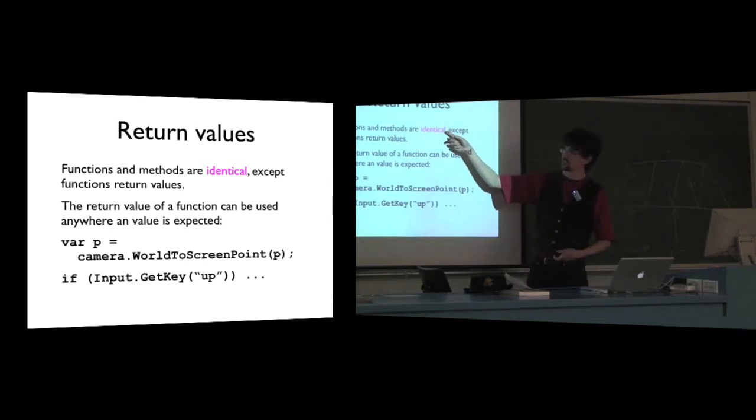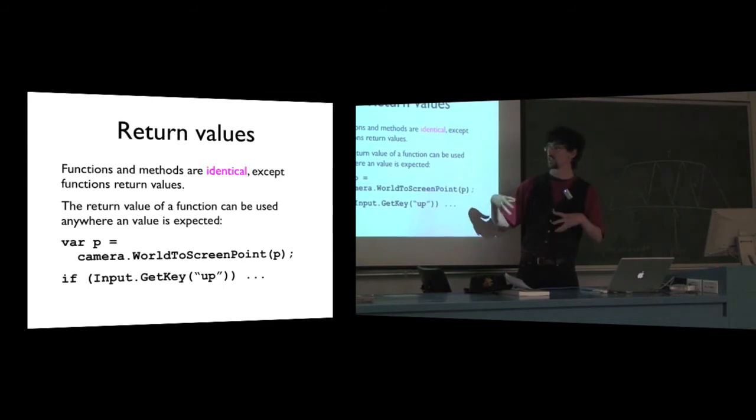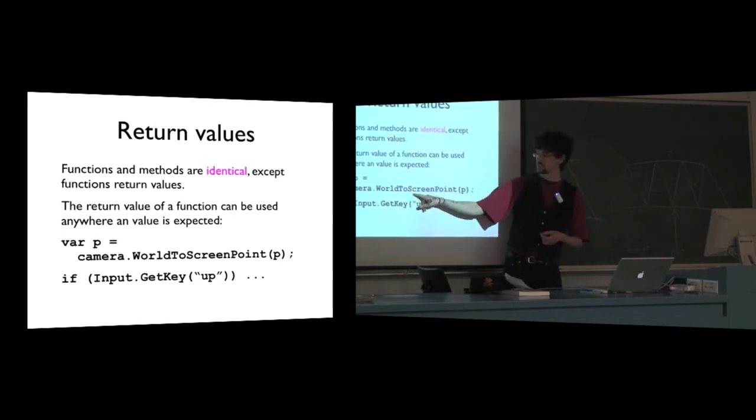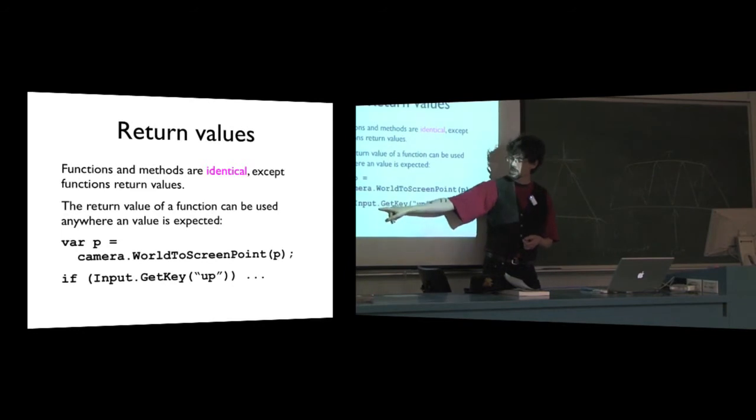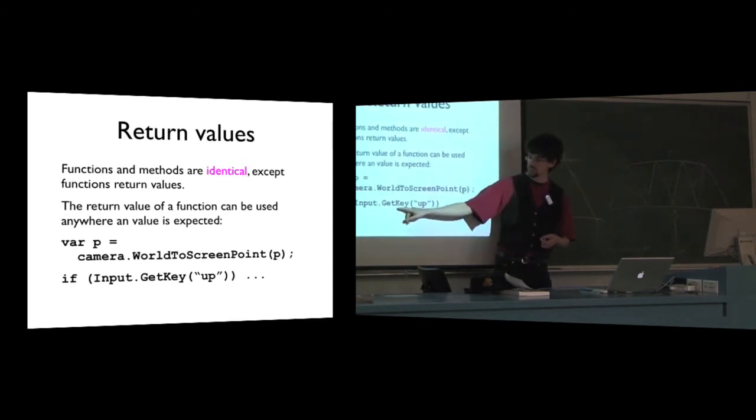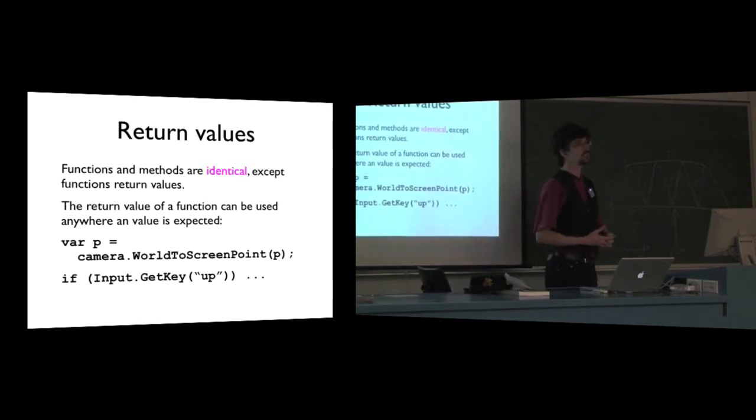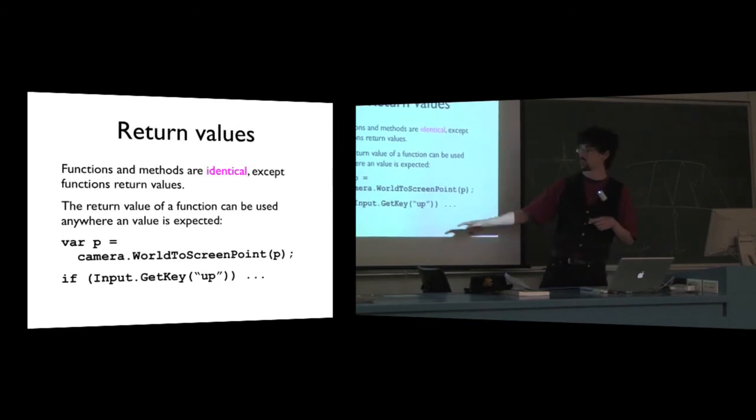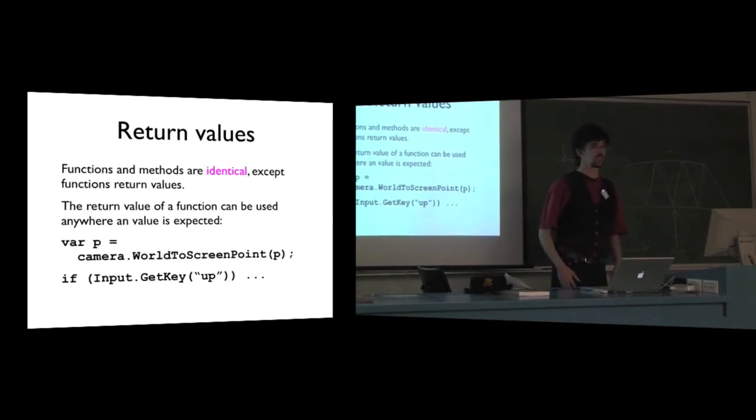I already said that, but functions and methods are identical except for the return values. The return values can be used anywhere a value is expected in our code. So it's like an expression that we talked about before. Before, we said expressions were arithmetic or comparisons, but the return value of a function is also an expression. So if we use this world to screen point to transform some point, we can assign that to a variable if we want. Or if we're expecting a Boolean value in the condition of an if, then a function that returns a Boolean value is a valid condition to put in there. So functions are ways of taking complicated bits of computation and compressing them down to a single name, so that we don't have to worry about exactly how this works. We can just treat this as a unit.